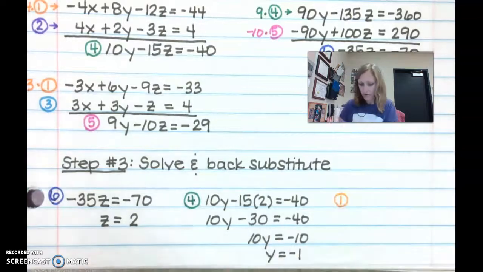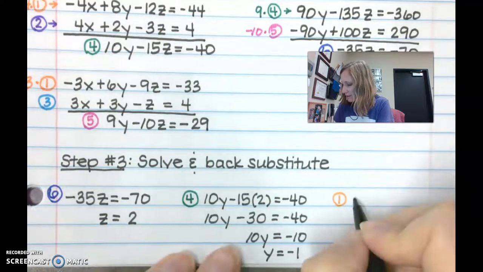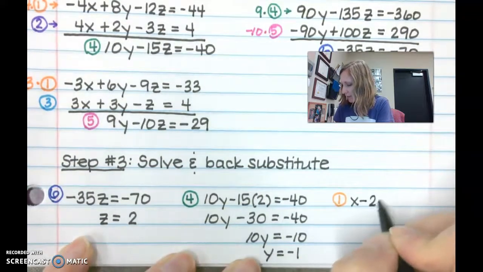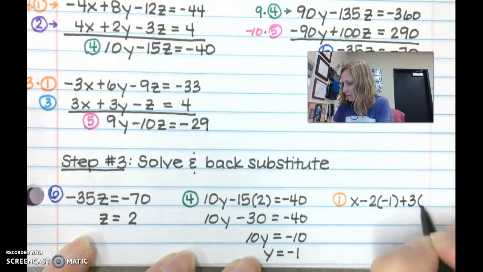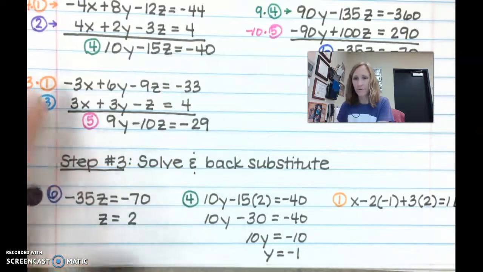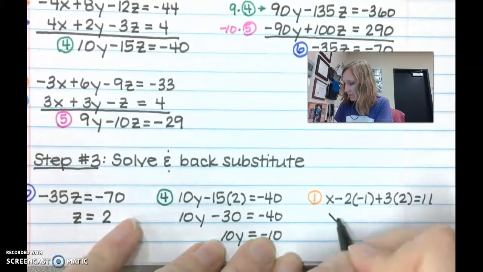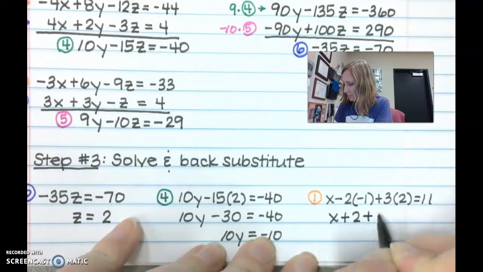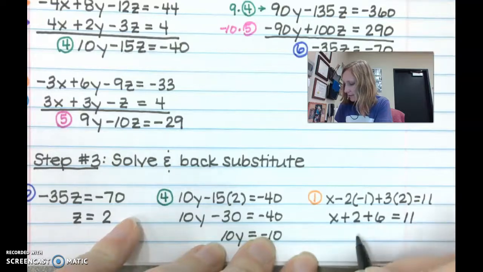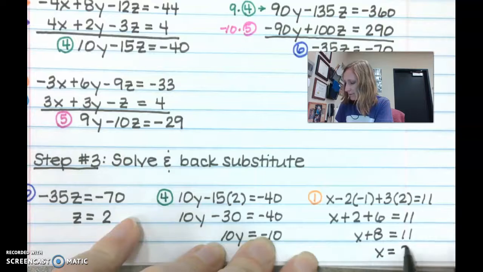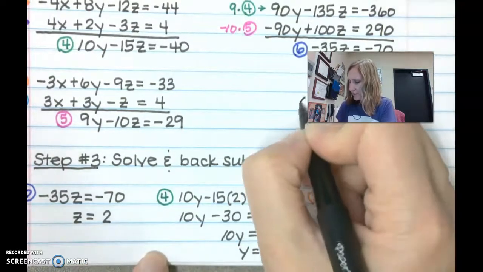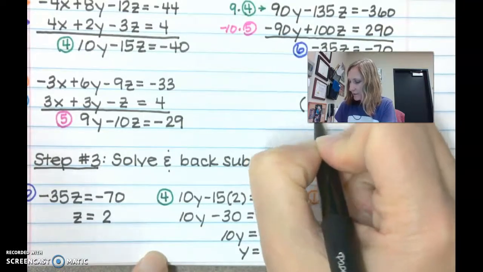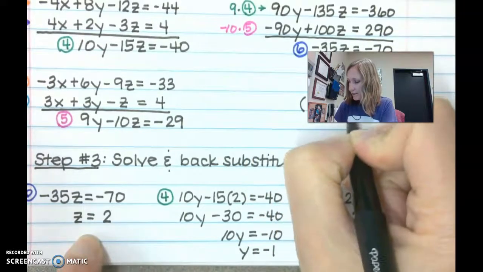So I'm coming back to the very first equation, which was x minus 2y. We now know y is negative 1, plus 3z. We know z is 2, has to equal 11. So if I simplify, this would be x plus 8 is 11. So x then must have a value of 3. And so we found our solution. If we write it in an ordered triple, we're going to put these in order. So x is 3, y is negative 1, and z is 2.